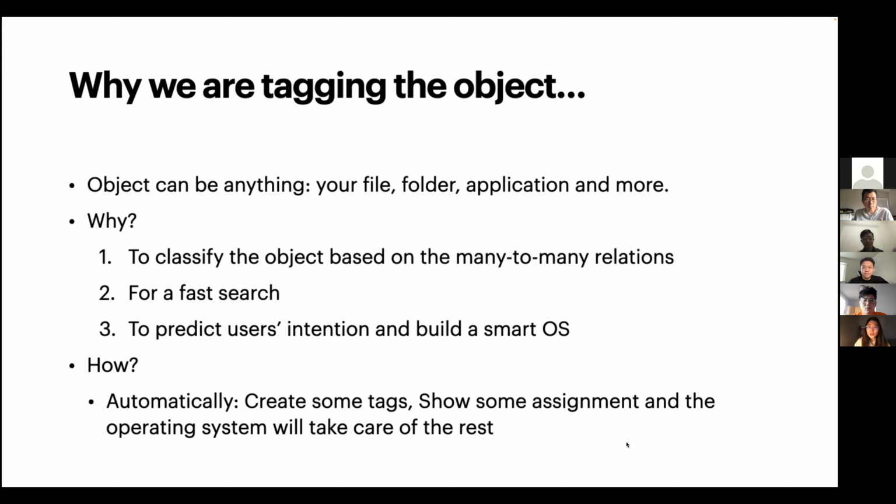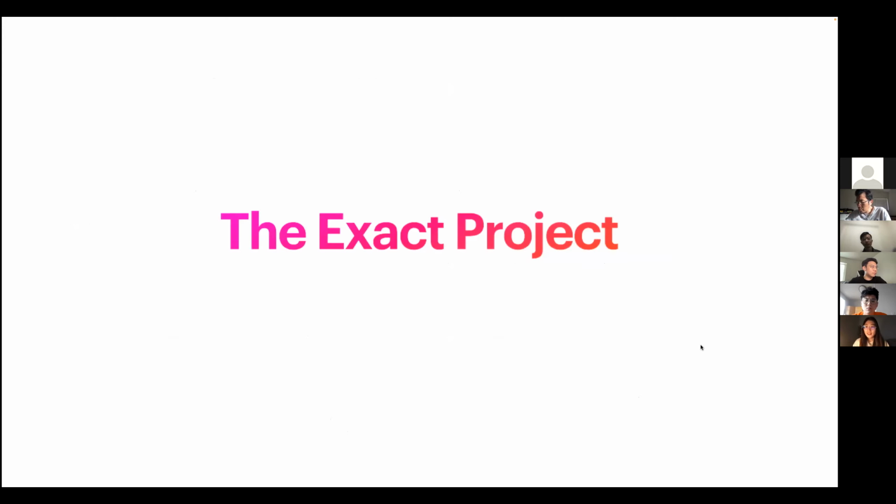But how to do the tagging? If I need to manually maintain the many-to-many relationship with hundreds and thousands of files and many tags, that would be a huge amount of work. So I hope that the system could help me automatically assign the tags. To be more specific, I could create some tags and show some assignments to the system, and the operating system will help me automatically take care of the remaining assignments. Now, let's move to the next part, the exact project.